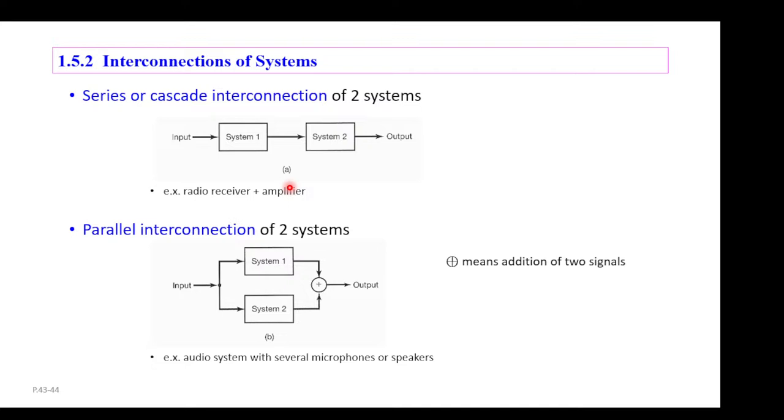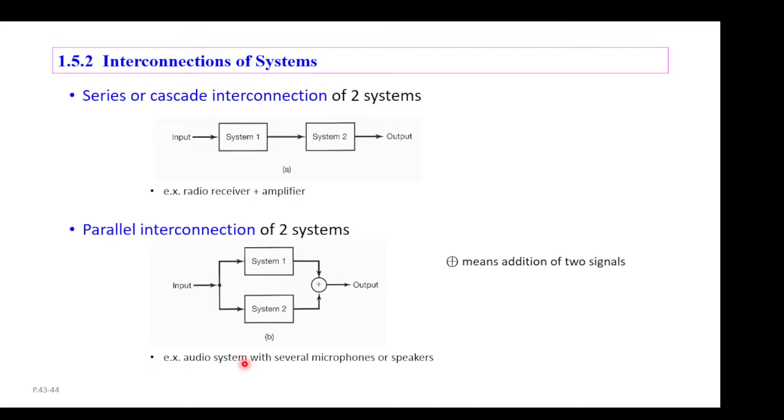Then effectively you have a larger system that will do system one first and then do system two. So take an input and it becomes the output of system one, and you put the output of system one as input of system two. You got a new output. So this is a serial connection of two systems. And also you can do parallel connection.